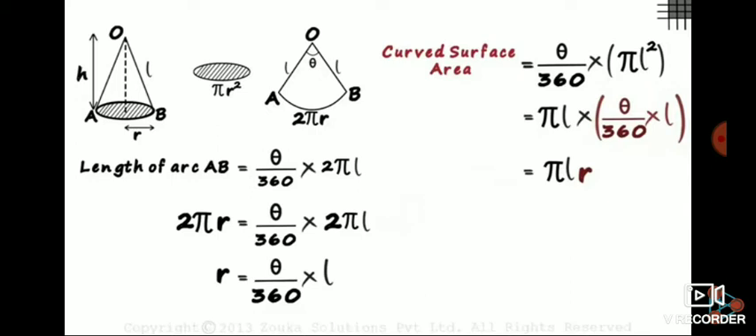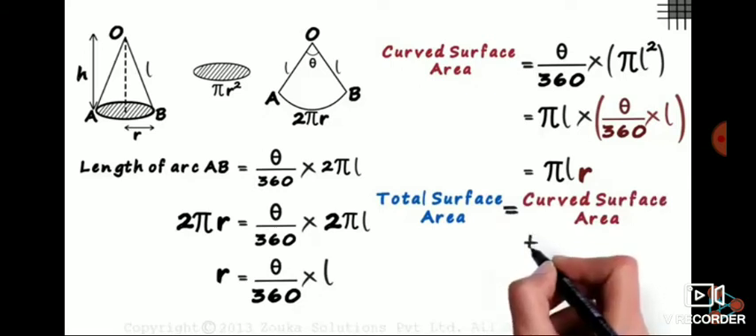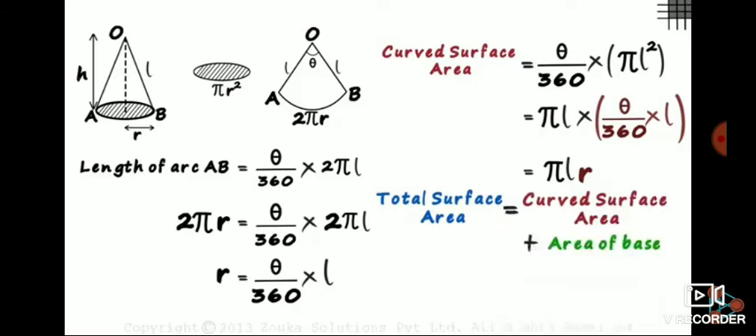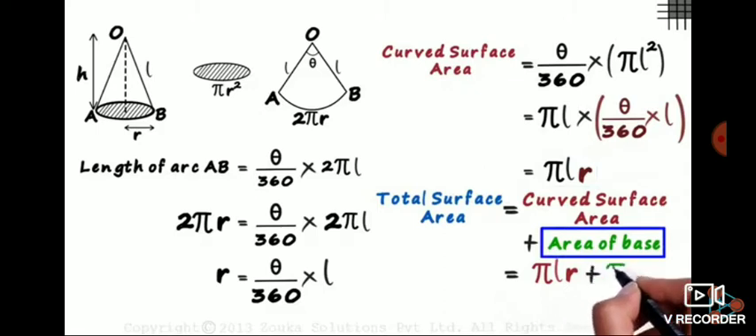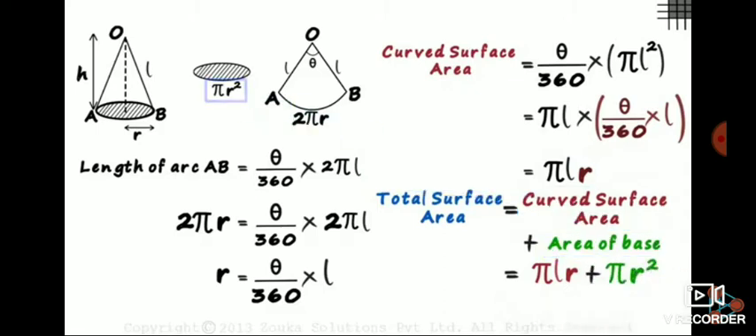Now it's very simple. The total surface area of the cone will be the curved surface area plus the area of the circular base. The curved surface area, as we know, is pi L r, and the area of the base is pi r squared. Both the terms have pi r as their common factor. Taking pi r common, we write the formula as pi r multiplied by L plus r. This is the formula for the total surface area of a right circular cone.